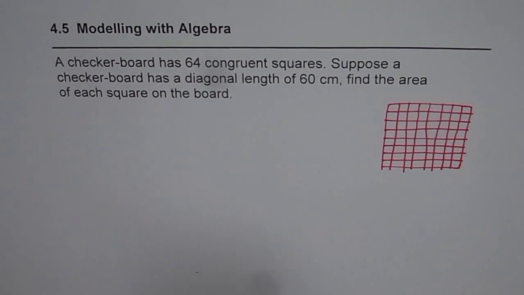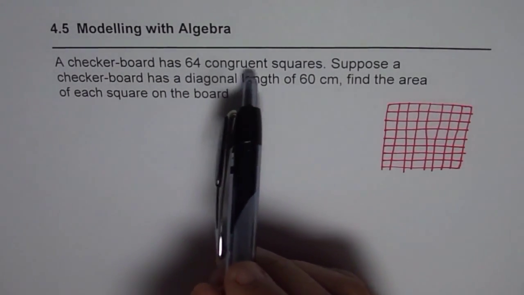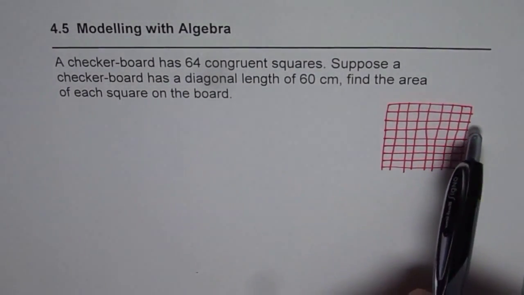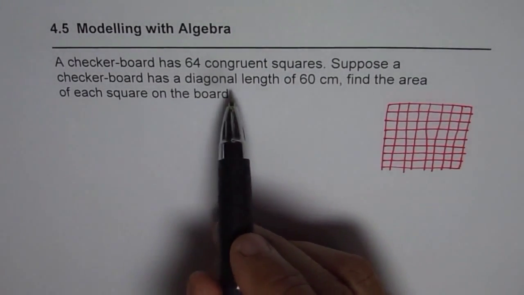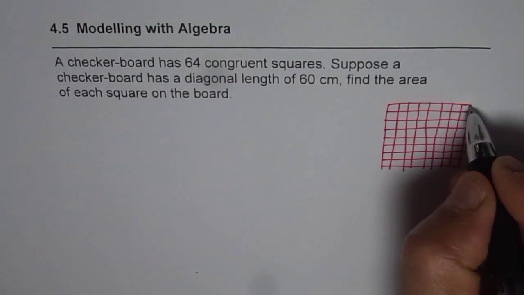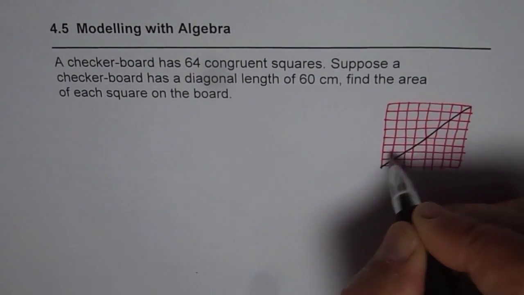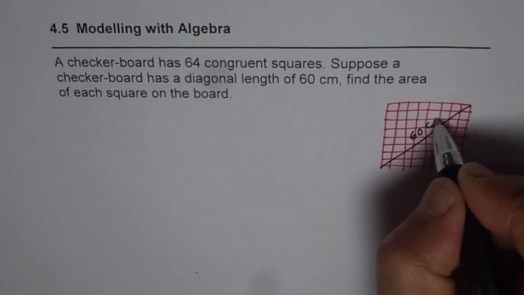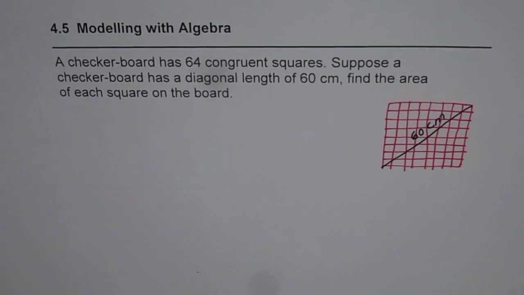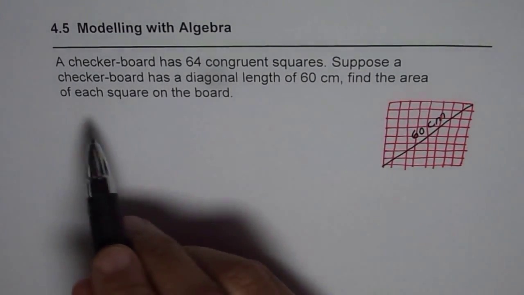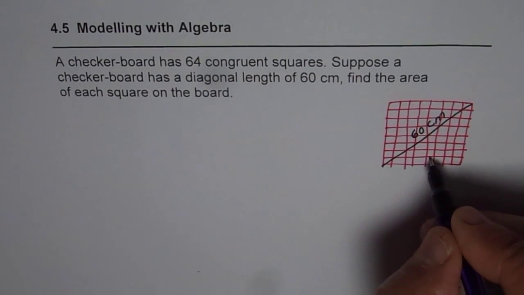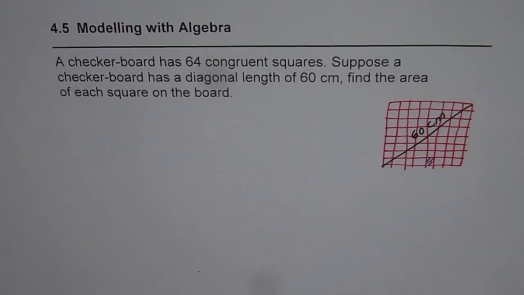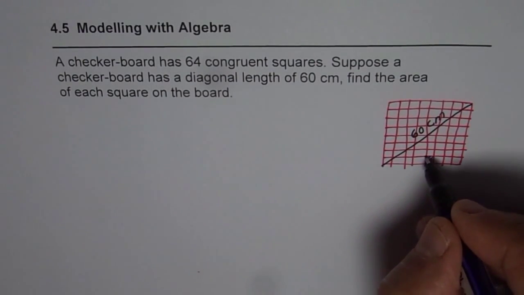Now it says the checkerboard has 64 congruent squares. Imagine that they are congruent, okay? Suppose a checkerboard has a diagonal length of 60 centimeters. That means if I connect these 2 points, this length is 60 centimeters. That is given to us. Find the area of each square. That means we have to find the area of each individual square. How much is that area? This is what we have to find.